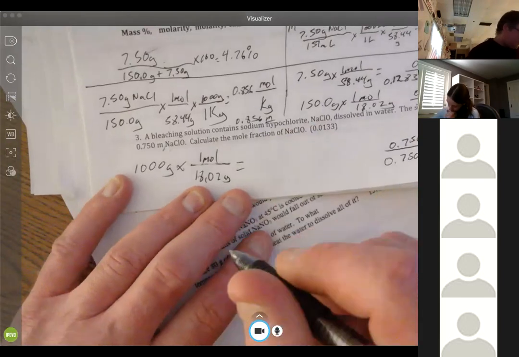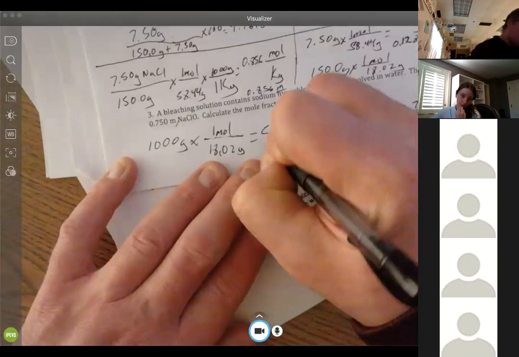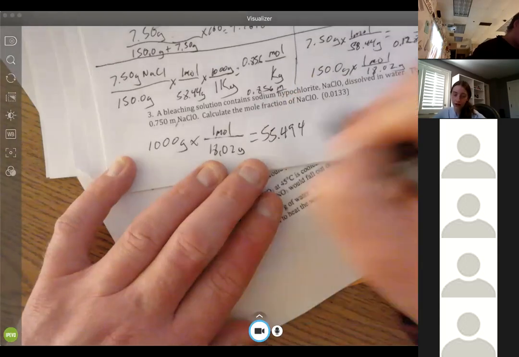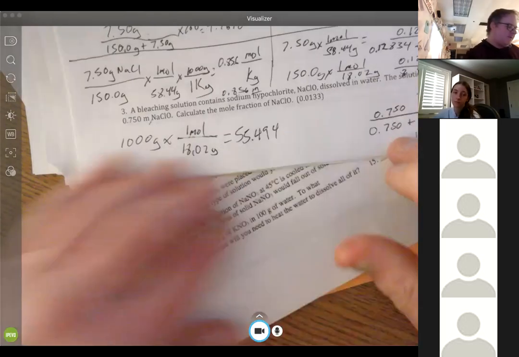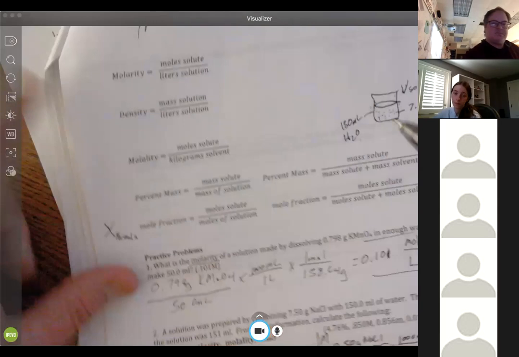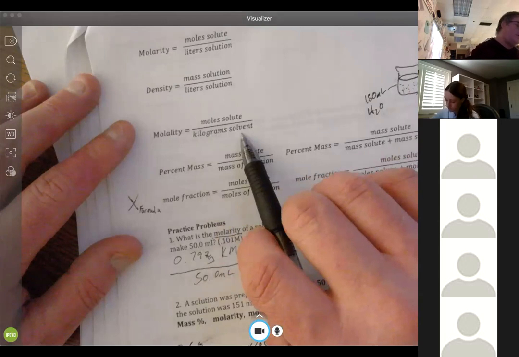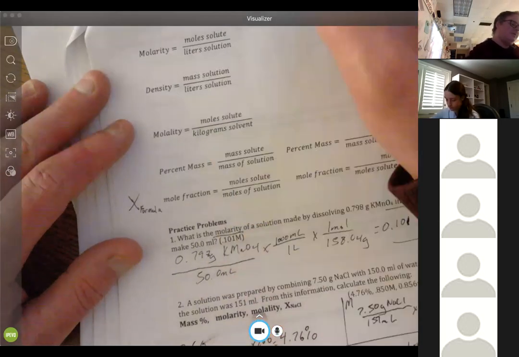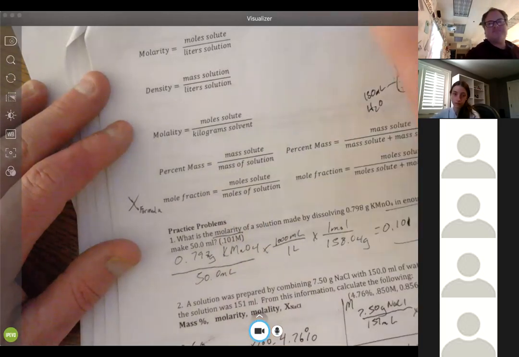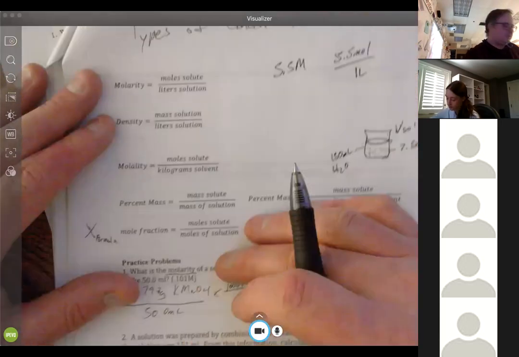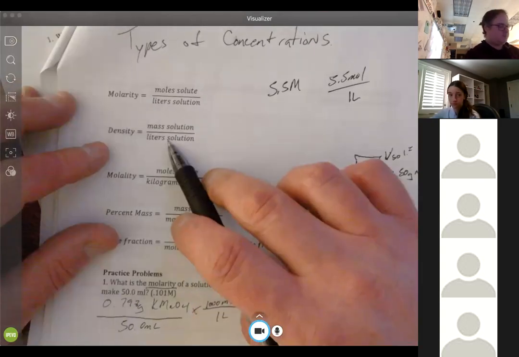That would be about 55.4938, so 55.494. How did you know there were 1,000 grams of water? By definition, the molality is moles per kilogram of solvent. Just like if we were given the molarity is 5.5 molar, that means we have 5.5 moles for every 1 liter of solution. So it's the same thing. If it were 5.5 molal, we would have 5.5 moles for every 1 kilogram of solvent.